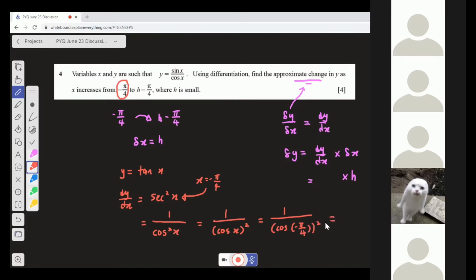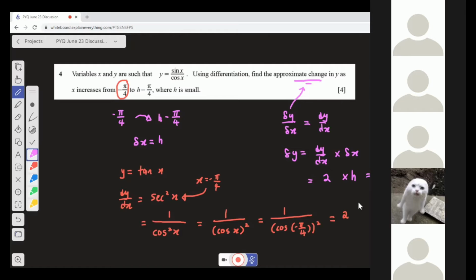Tell me what you get for this answer. Any one of you can help if you got the answer. 2. Okay. Any other answer other than Sean's answer? If it's 2, then you can. Yeah, I got 2 also. So basically, I think it should be 2. All right. 2 times h, we get 2h.